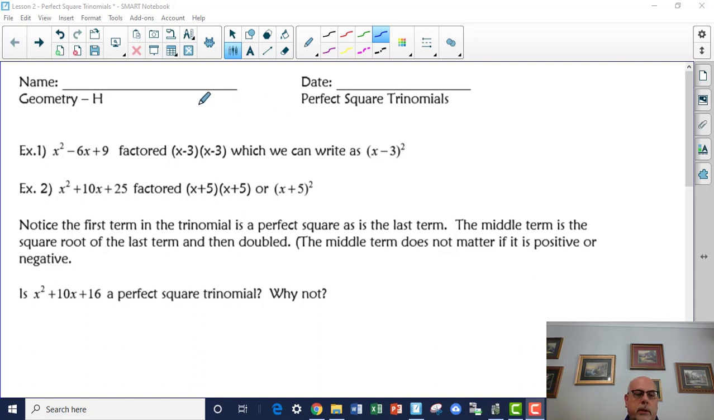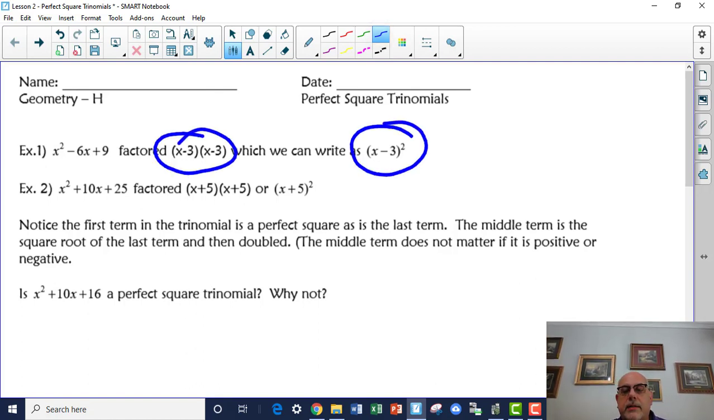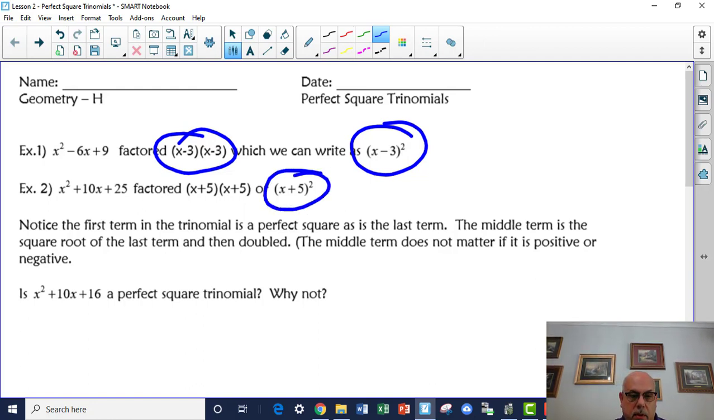A perfect square trinomial is something that looks like either of these. X squared minus 6x plus 9, its factors are the same. So if you see the factors are the same, x minus 3 times x minus 3, you can write it as x minus 3 squared. Okay? X squared plus 10x plus 25, its factors are x plus 5 and x plus 5, or x plus 5 squared.